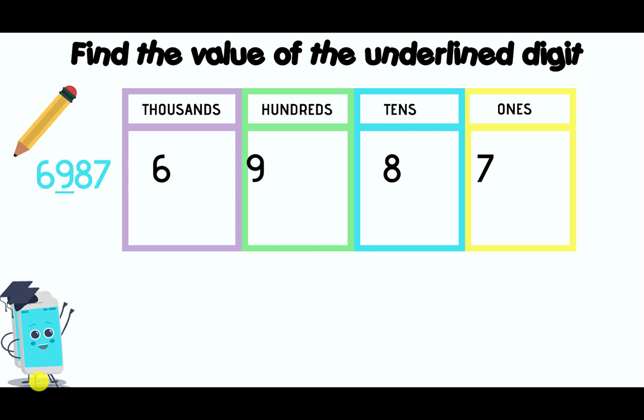In this example, the 9 is underlined. So again, I might write it out, or I might be able to see it from the column. So it's my 9 that's underlined. I can see that my 9 is in my hundreds column, and if you've written it out, you'll see that it's worth 900. And finally, the 7 is now underlined. So again, you might write it out, or you might just use the column headings. Either way, I can see that my 7 is 7 ones, which is just 7.